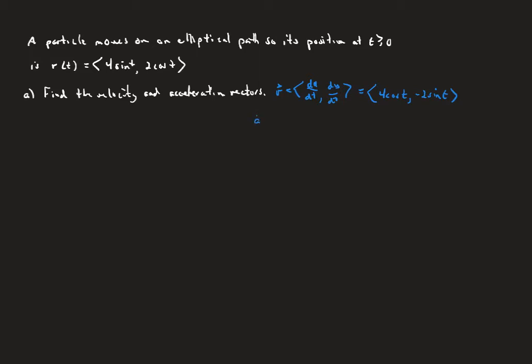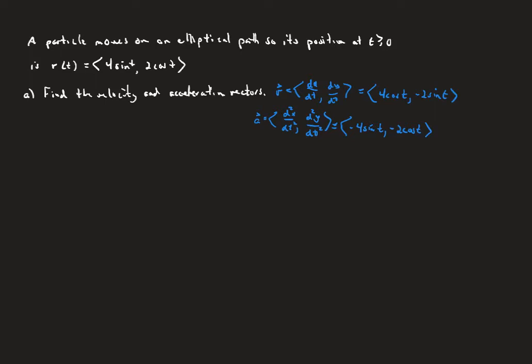The acceleration vector is going to be the second derivative of position. So we say the second derivative of x with respect to t, comma, the second derivative of y with respect to t. And so we get that by taking the derivative of the velocity vector. So the derivative of 4 cosine t is going to be negative 4 sine of t, and the derivative of negative 2 sine t is negative 2 cosine of t. So that's the answer to part A.